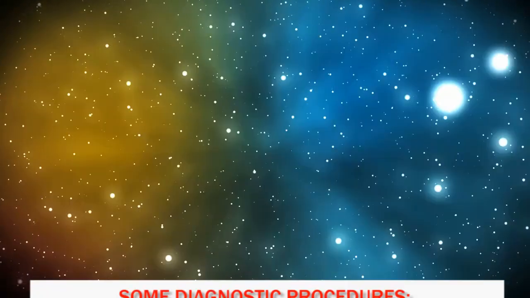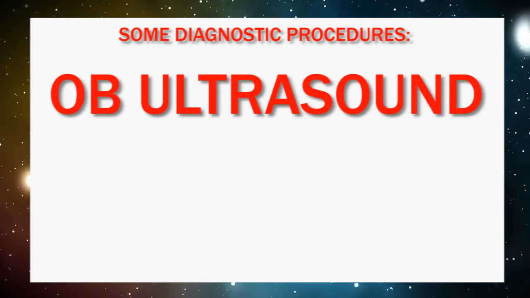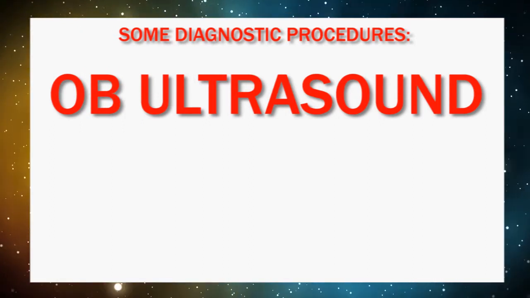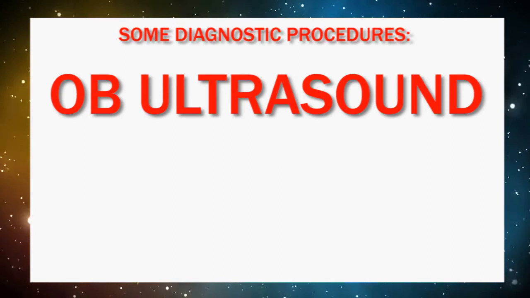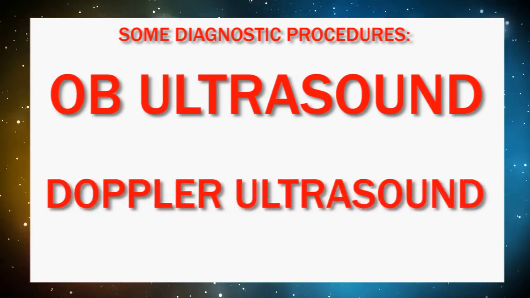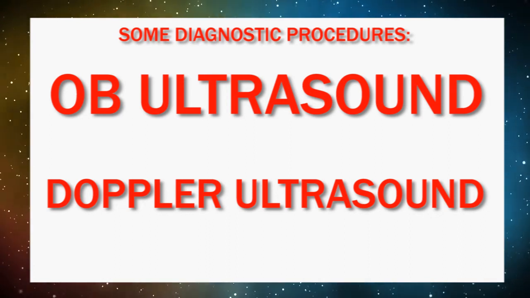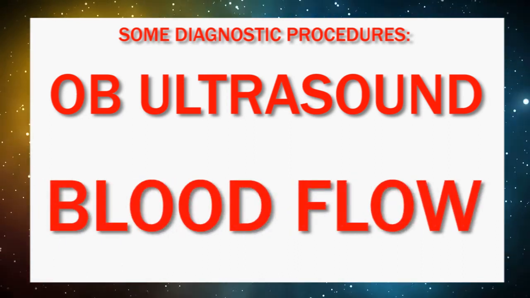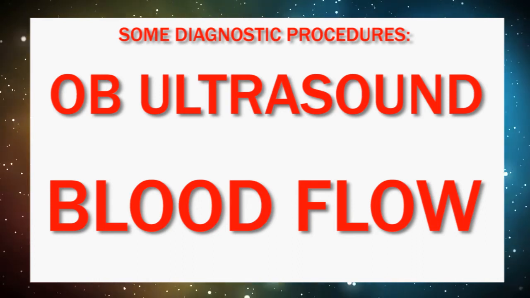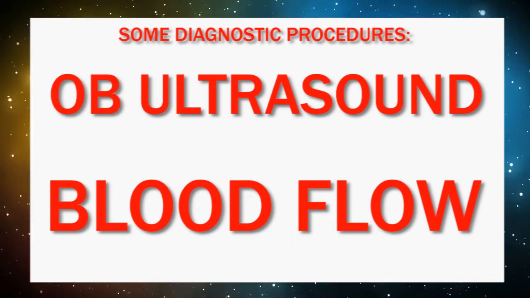Now let me talk about a few of the diagnostic procedures used in obstetrics. We have the regular ultrasound, which is silent, which is our regular OB ultrasound, and then we have the Doppler ultrasound, which makes a swishing, raspy noise. This one's used to evaluate blood flow, like the blood flow through the umbilical cord, for example.